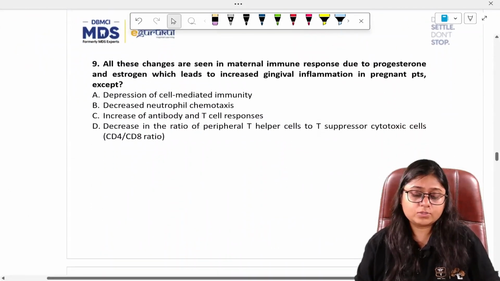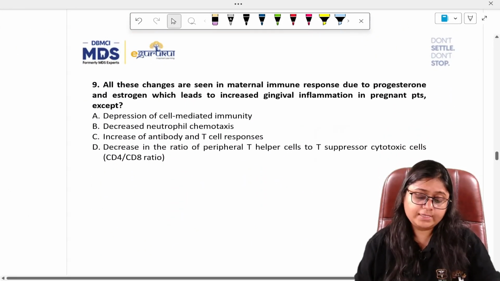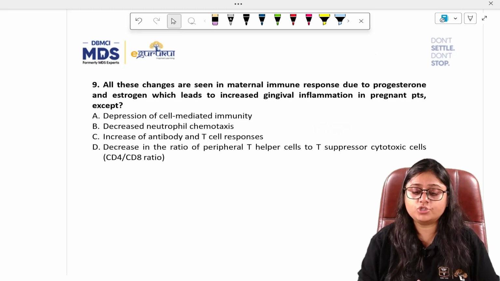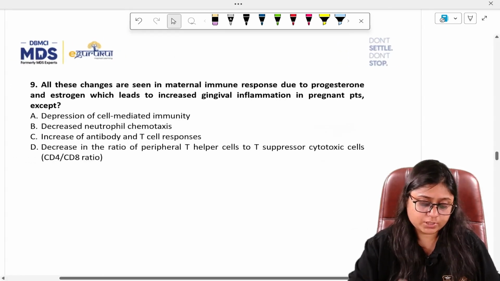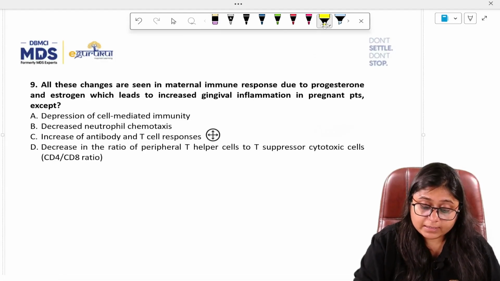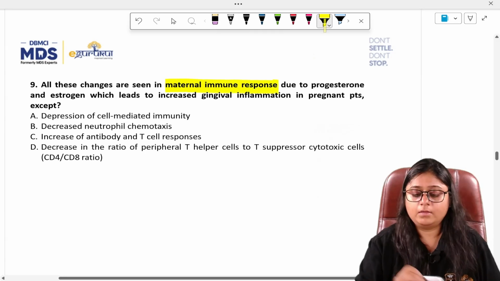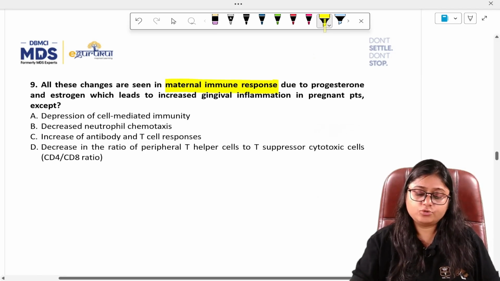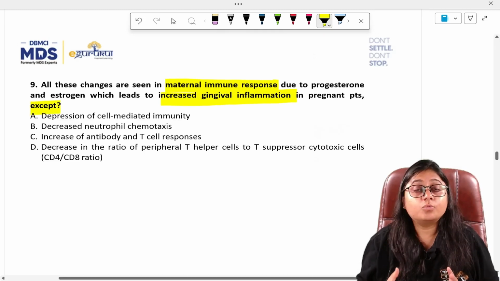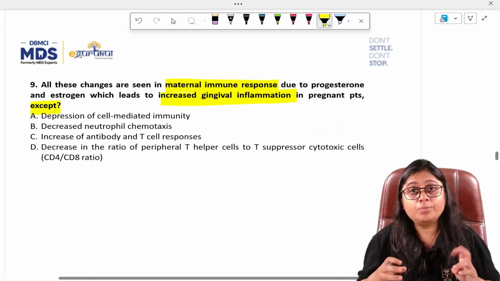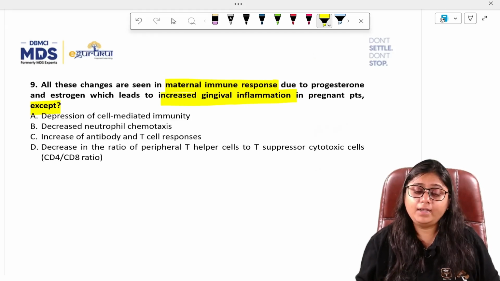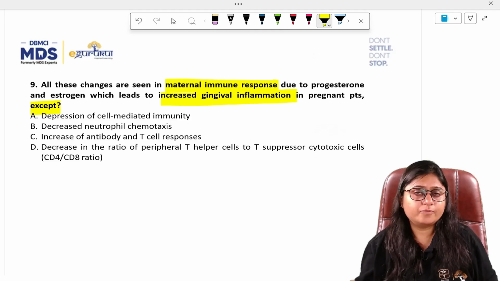Okay. Now the next question is, all of these changes are seen in maternal immune response due to progesterone and estrogen, which leads to increased gingival inflammation in pregnant patients, except. So the question is asking what are the changes in the maternal immune response that lead to gingival inflammation, and out of these four options, which is not correct, right?